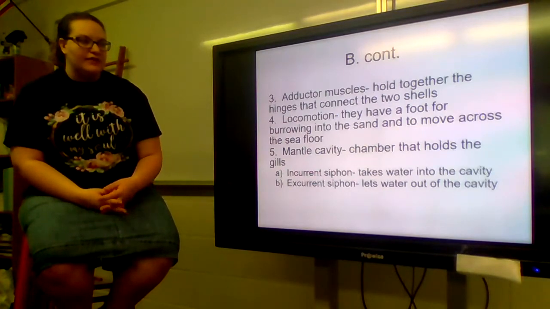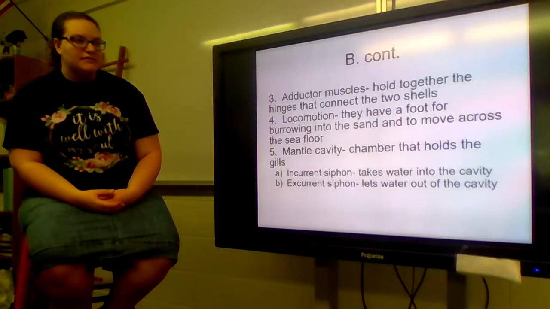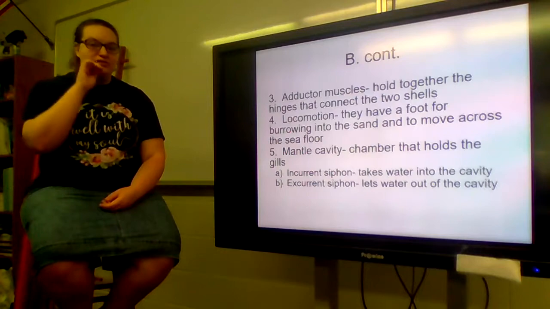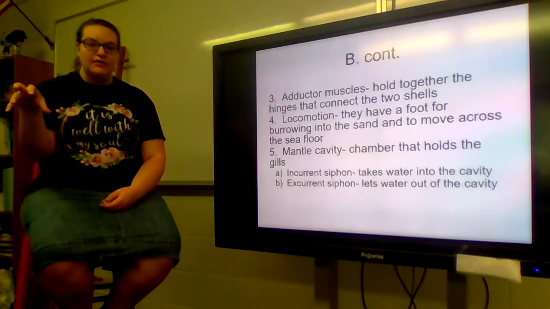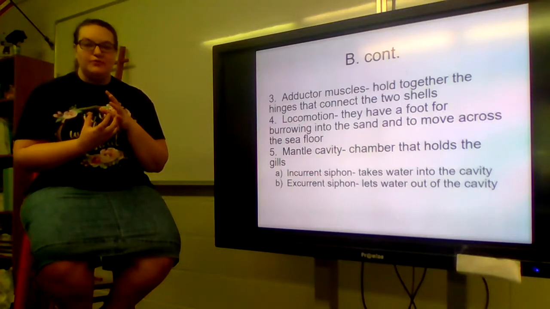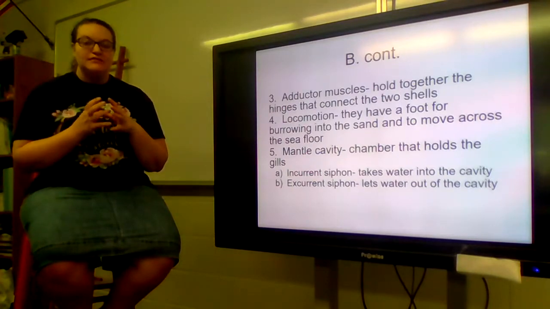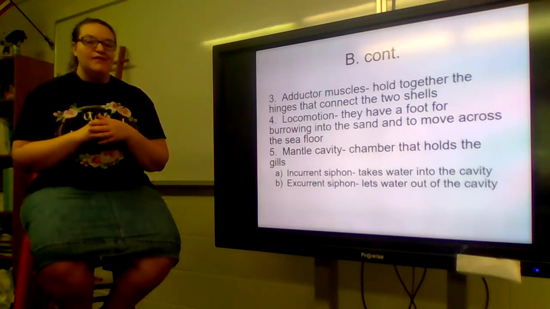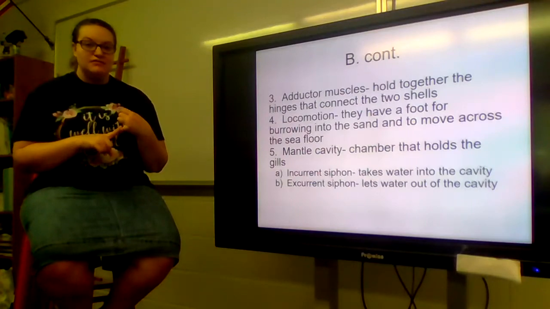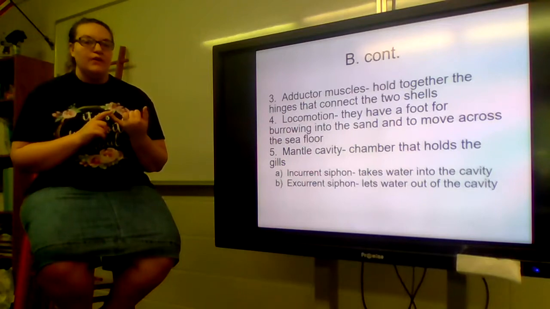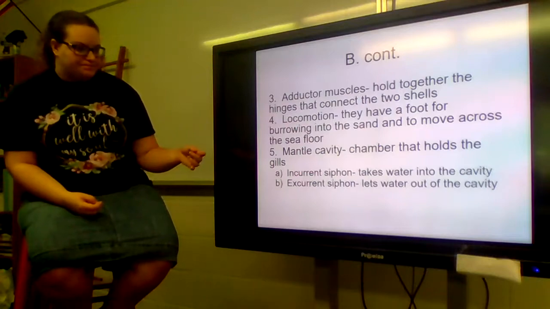Locomotion, how do they get around? They have a foot for burrowing into the sand and to move across the sea floor. They will actually push this foot out of their shell. It's not on the bottom of their shell like you would think feet would be for another animal. It's actually inside of them, and they push it out of their shell, and they use it either to dig into the sand, so when it's high tide they don't get swept away, or they use it to move around the bottom of the ocean floor.